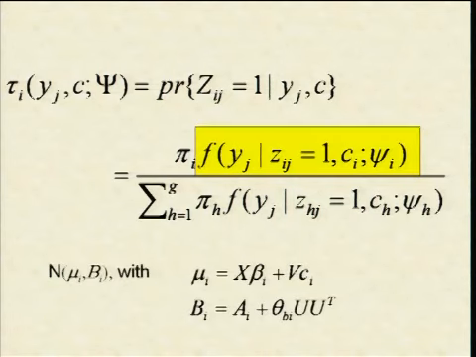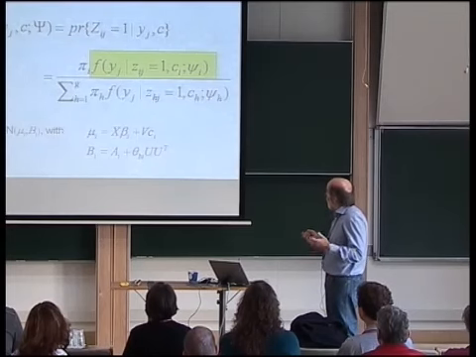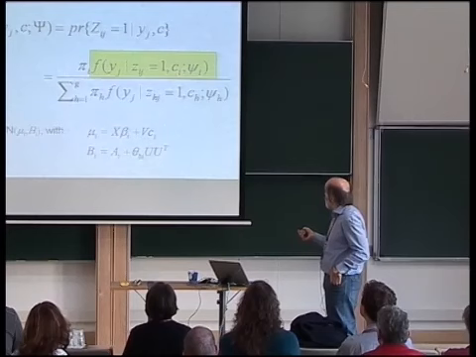When you go to work out these posterior probabilities, you have to condition on this cluster effect, because you can't write down anything in closed form unless you condition on that cluster effect.